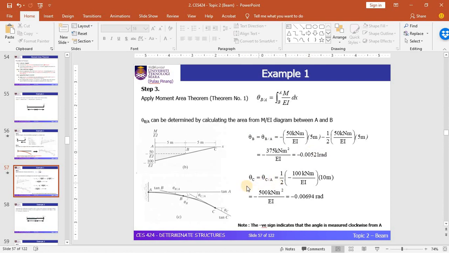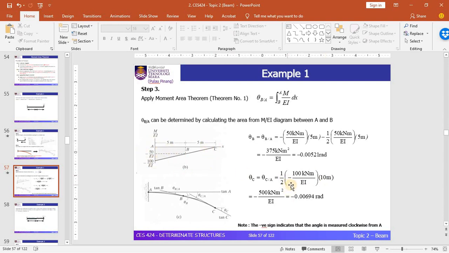Moving to point C, we have defined that theta C is equal to theta CA. This means you need to calculate the entire area of this triangle, because this is about CA, from point C to A, where the limit is from 0 to 10. It covers the entire MEI diagram, so you need to get the area of this triangle.